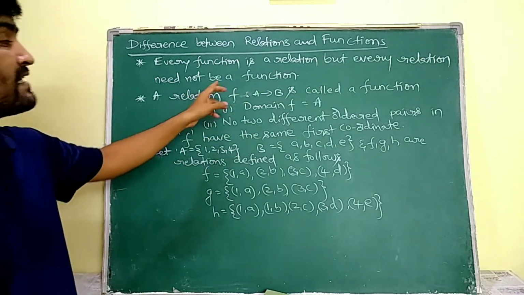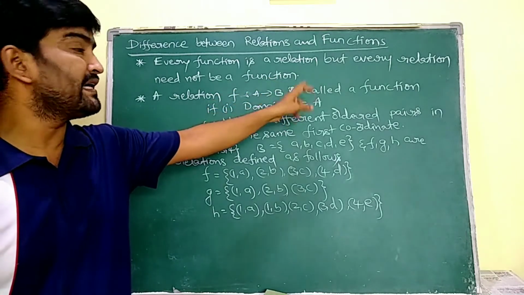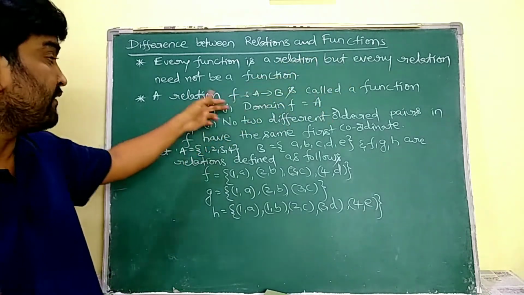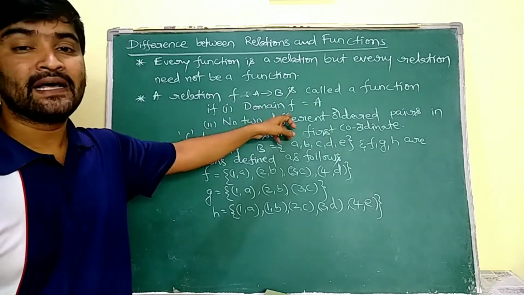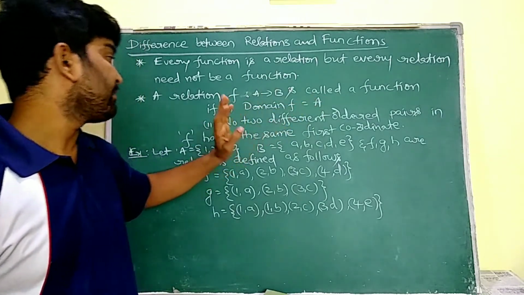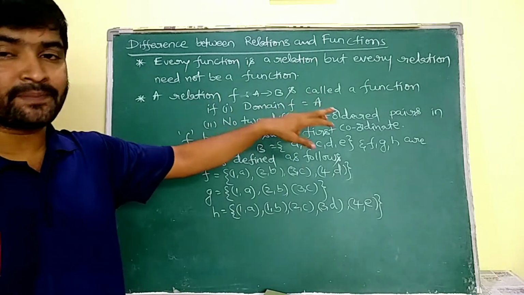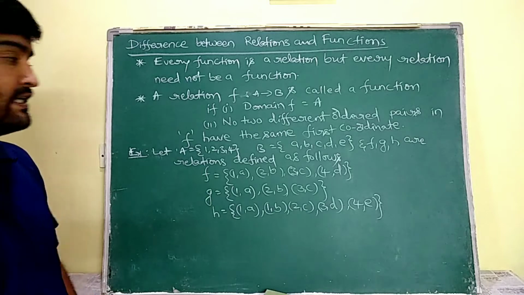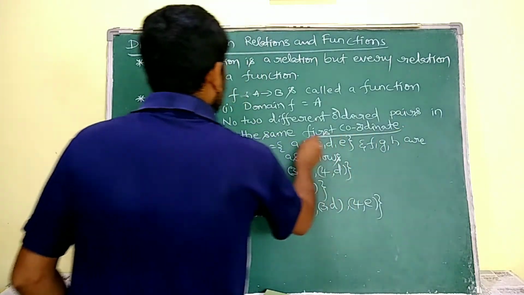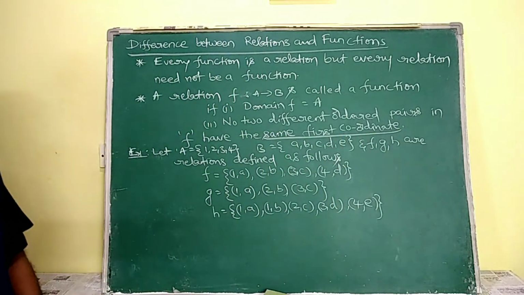Now a relation f mapping from A to B is called a function if it follows two rules. The first one is the domain of the relation f is equal to A, and no two different ordered pairs in the relation f have the same first coordinate. Then that relation is known as a function, ma.